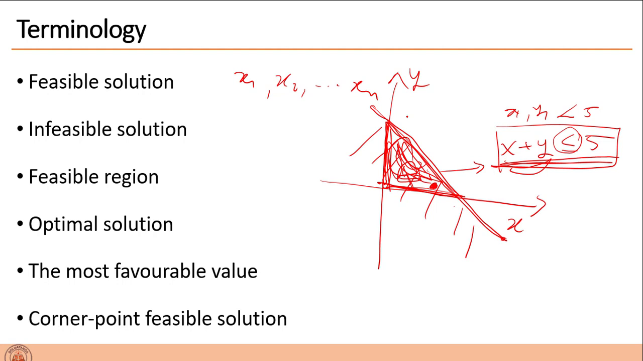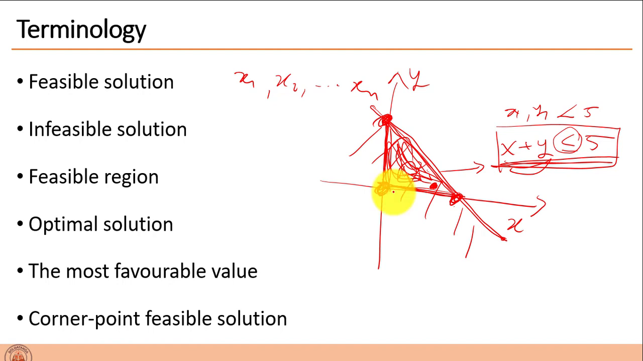Let's look at optimal. What is an optimal solution? A feasible solution that has the most favorable value of the objective function is what we call the optimal solution. The most favorable value is the largest value if the objective function is to be maximized, whereas it is the smallest if the objective function is to be minimized. So in this case, this could be the points that will lead us to either minimum or maximum. Most problems will have just one optimal solution.